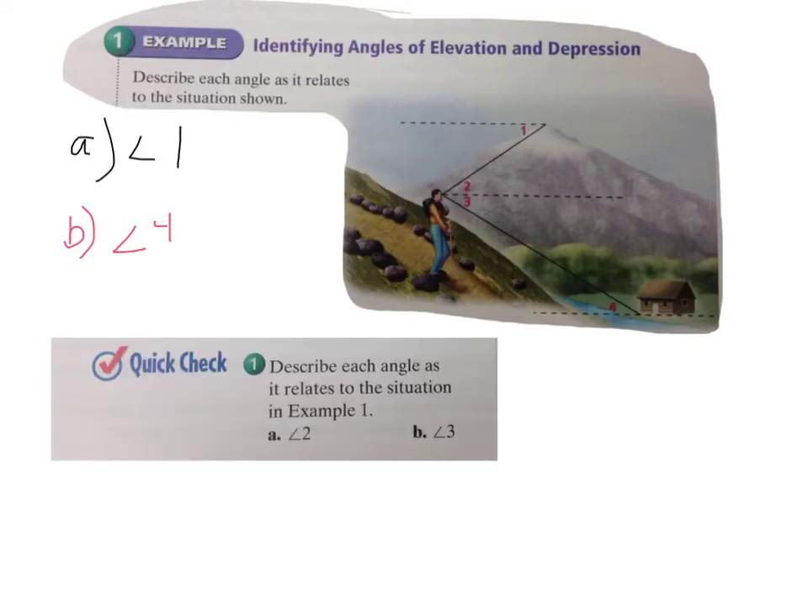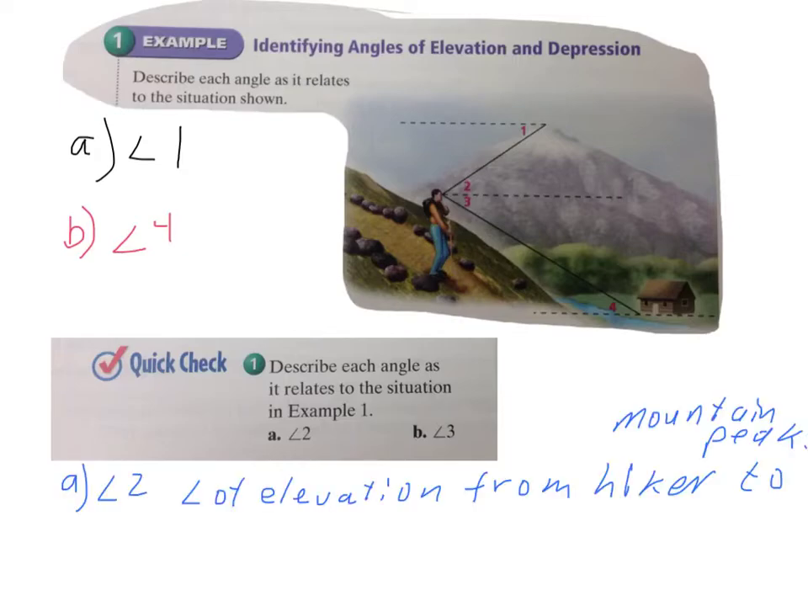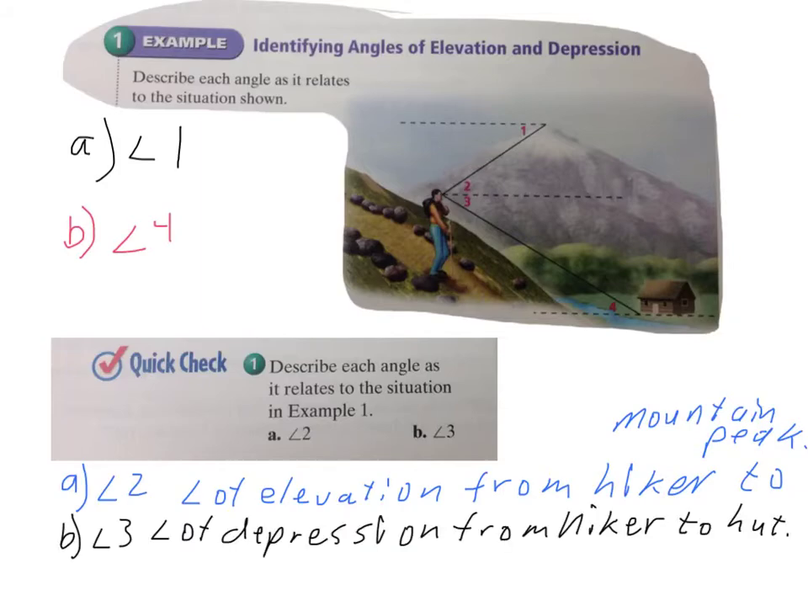Now, please pause the video while you try to figure out angles 2 and 3 as angles of elevation or depression and describe them as it relates to this situation. Hopefully you said angle 2 is an angle of elevation from the hiker to the mountain peak. Now please pause the video while you try to figure out angle 3. Hopefully you've said angle 3 is an angle of depression from the hiker to the hut or cabin.